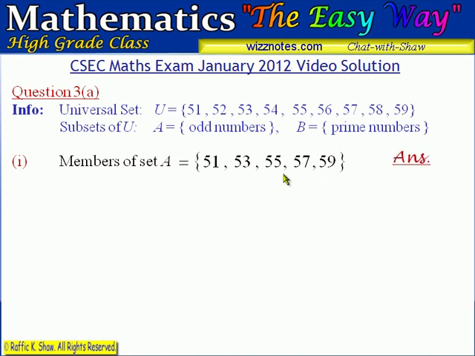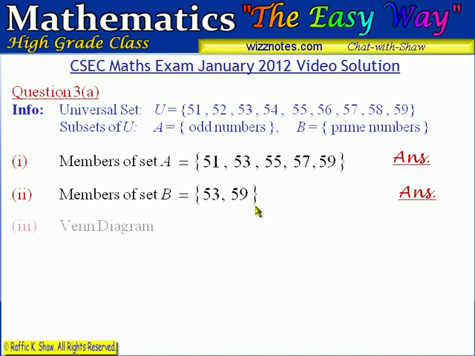And then set B are the prime numbers. Now remember, prime numbers are numbers that can only be divided by themselves and 1. And in this universal set, the prime numbers, which would be set B, are 53 and 59. So those are your prime numbers in the universal set. So that is set B.